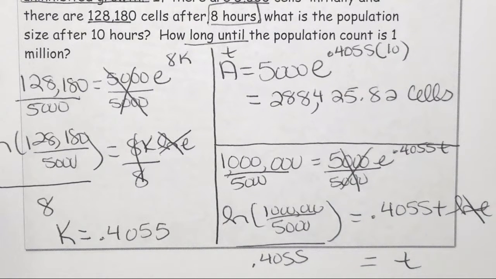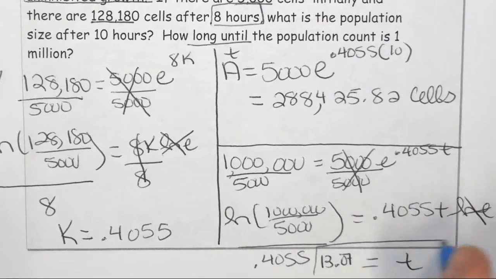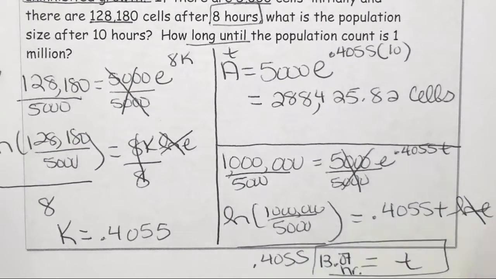Okay, how many hours will it take for me to get to 1,000,000? Perfect. 13.07 hours.